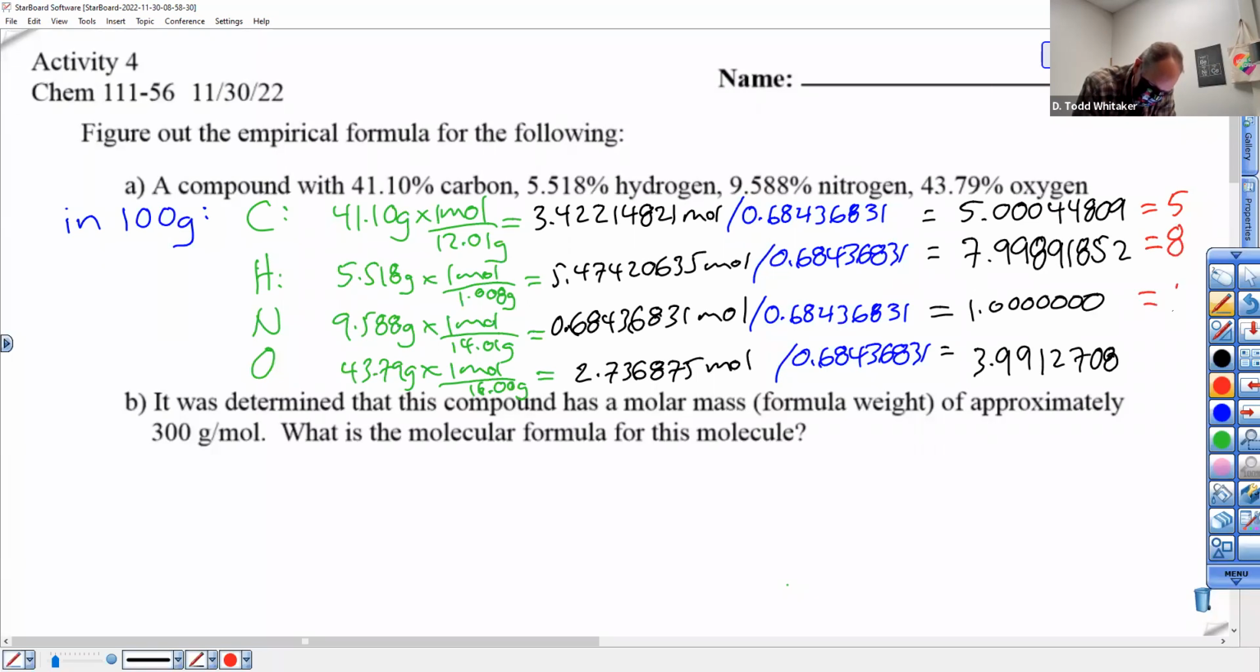And this one is definitely 1. And this one, what do you call this one? It's within 0.01 of what integer? 4. Final answer, we're going to put C5, H8, NO4. That is your final answer.